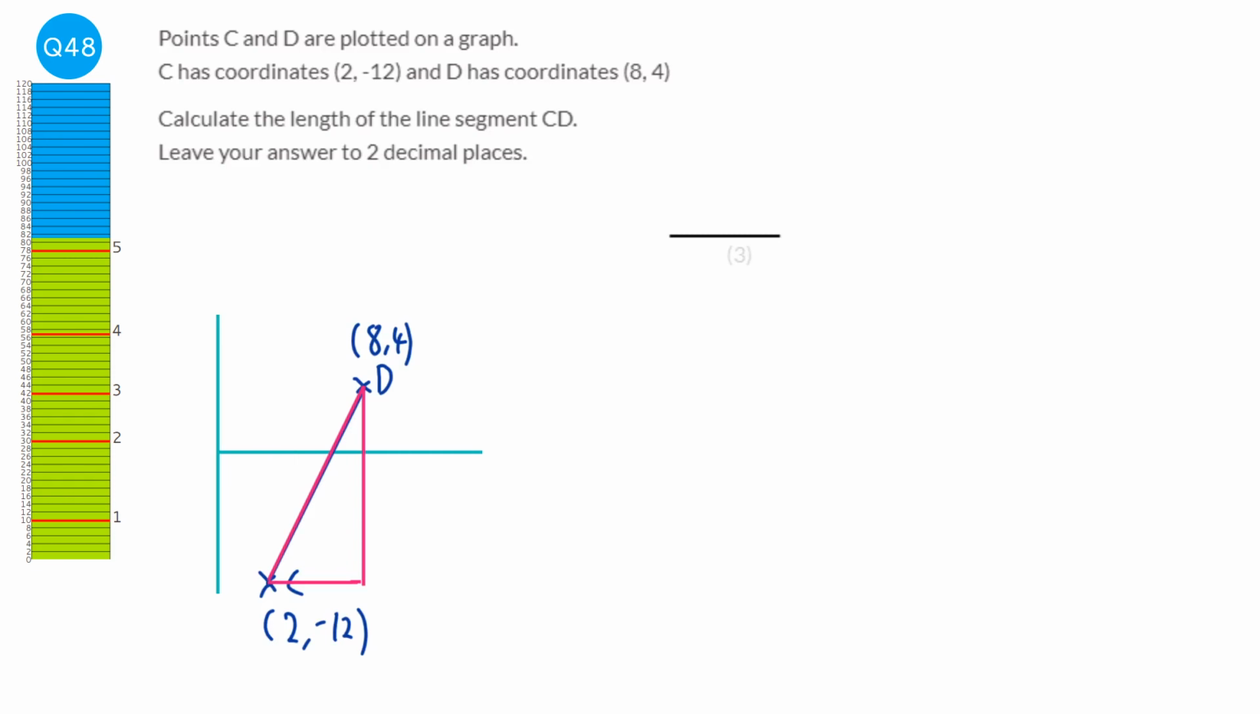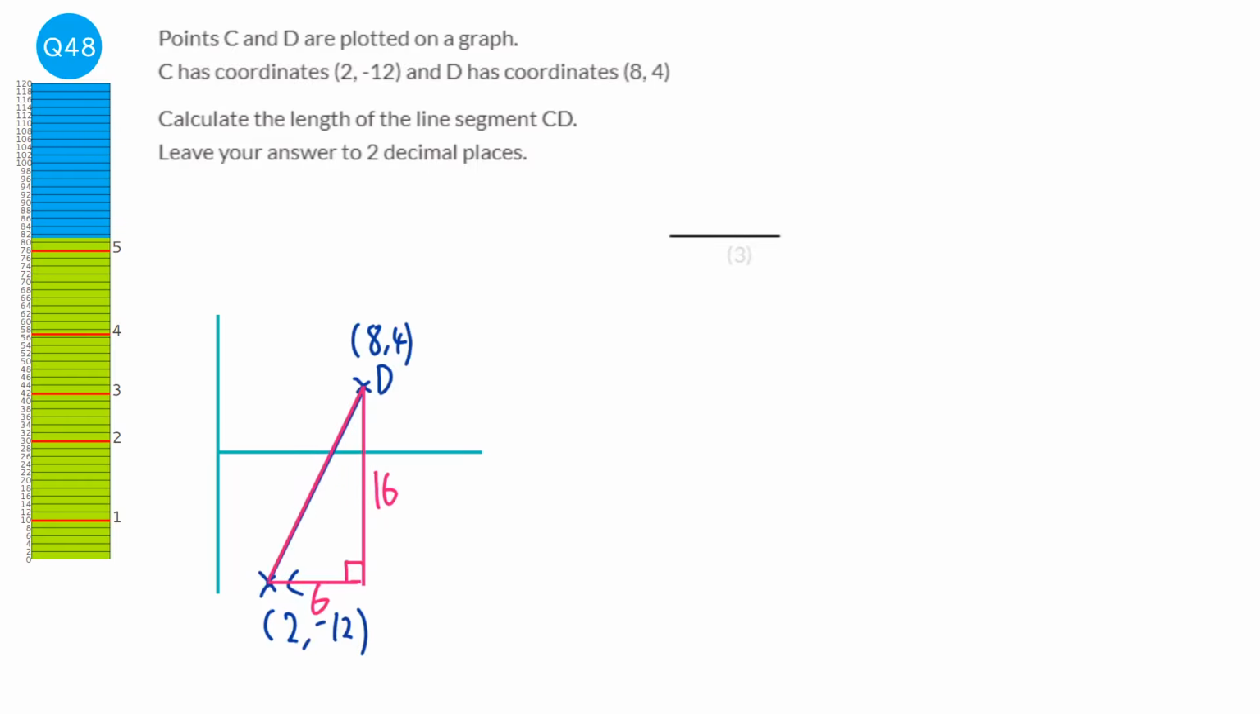So it's going to be 8 take away 2, which is going to be 6. So the distance there is 6. And how far does it go up? Well, we've gone from minus 12 to 4, so that's gone up 16. And we know that when we've got a right angled triangle, which this one is, and we're asked for one of the lengths, having given the other 2, we're going to be using Pythagoras.